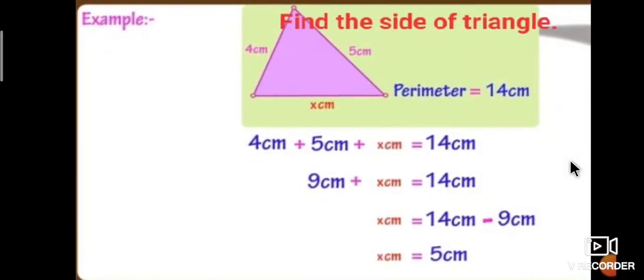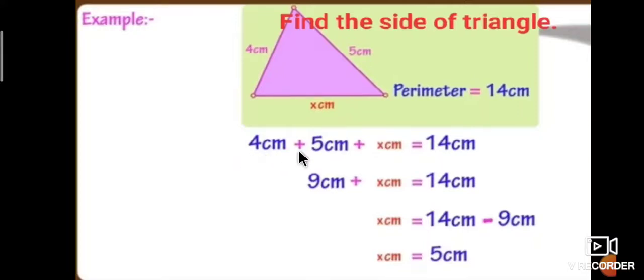Next one is, students, find the side of a triangle. Observe this figure. In a triangle, one side is 4 centimeter, other side is 5 centimeter. Next, the perimeter is given, that is 14 centimeter. What do we find? We find the third side of the triangle. According to the formula, the perimeter of a triangle is equal to the sum of the sides.